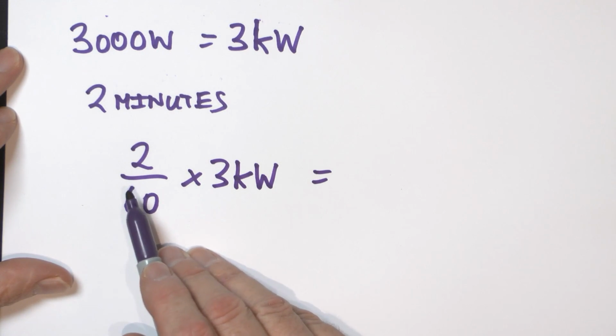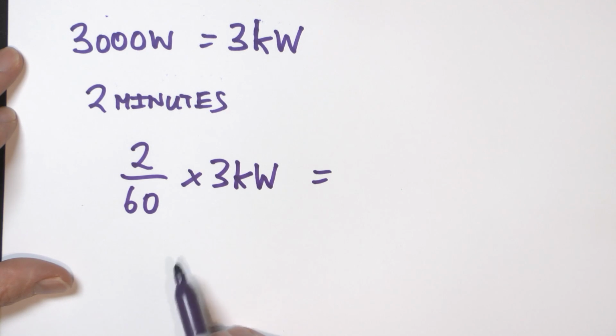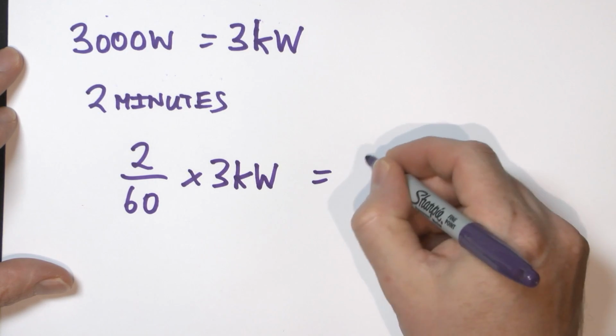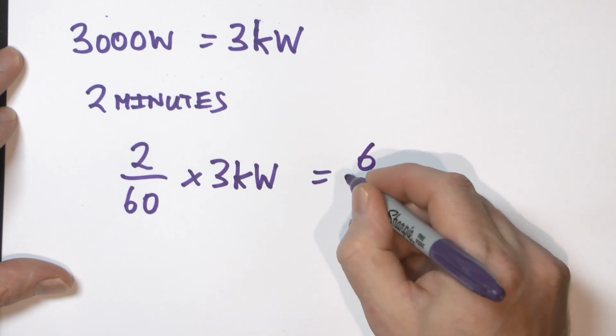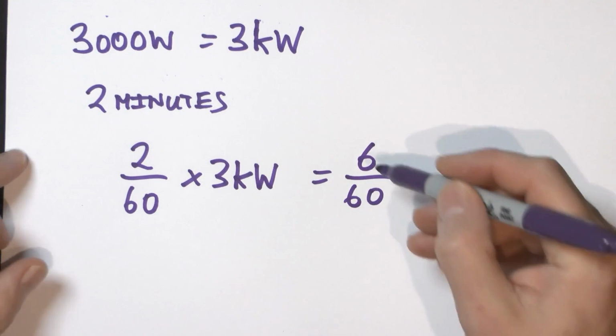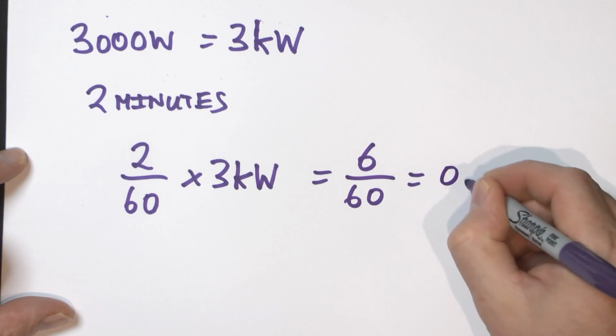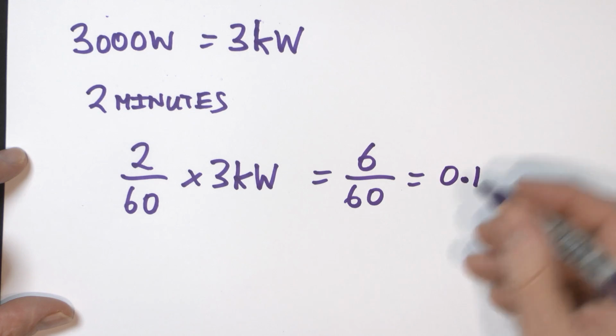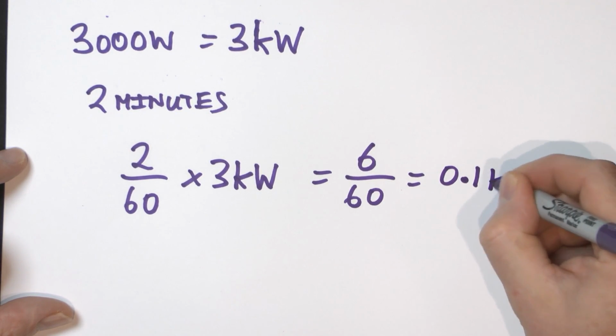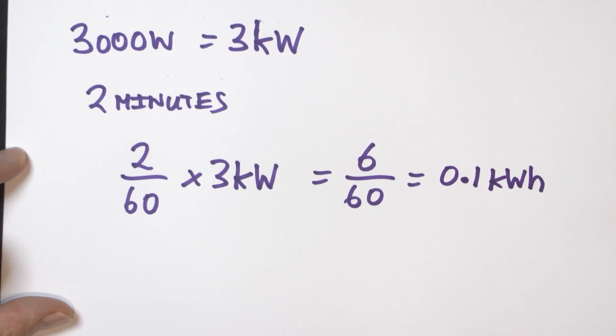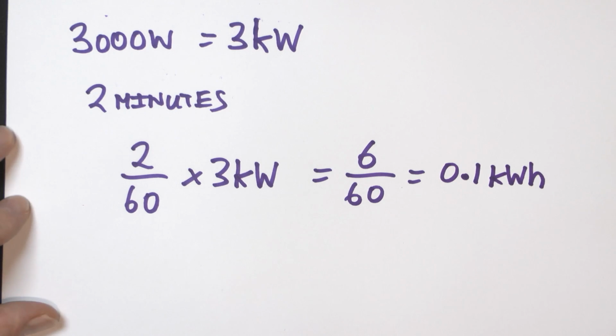If you're going to multiply these together, you're basically multiplying the top. So 2 times 3, of course, is 6. 60 minutes, obviously, in an hour. 6 divided by 60 equals 0.1, so that's 0.1 kilowatt hours, or basically a tenth of 1 unit.